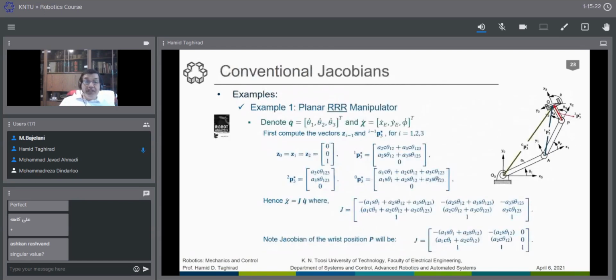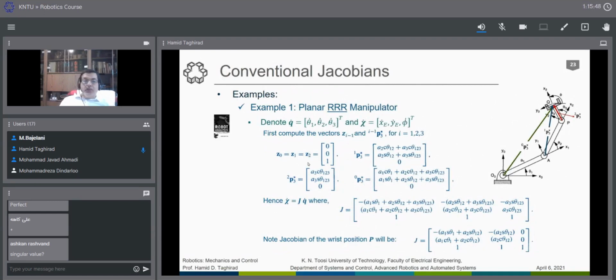Let's go. This example is very important. Again, I put the book here that you can refer to. From different books, we have found this relation. Again, we are using the Paul convention for the Denavit-Hartenberg, not the Craig one. So the examples in Craig's are a bit different from what we are doing here.